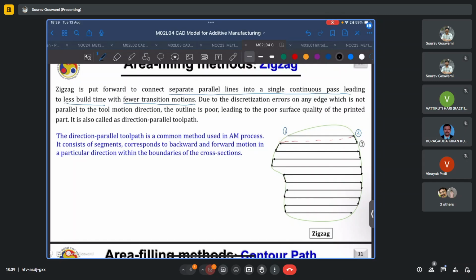And it is also mentioned here that due to discretization errors on any edge which is not parallel to the tool motion path, the outline is poor, leading to poor surface quality of the printed part. Depending on the chord height error between the exterior contour and your linear interpolation between the 2 points, you may also have certain voids which form there. And such a method is called direction parallel toolpath. It is one of the most commonly used methods in AM processes and consists of segments corresponding to backward and forward motion in a particular direction within the boundaries of the cross section.